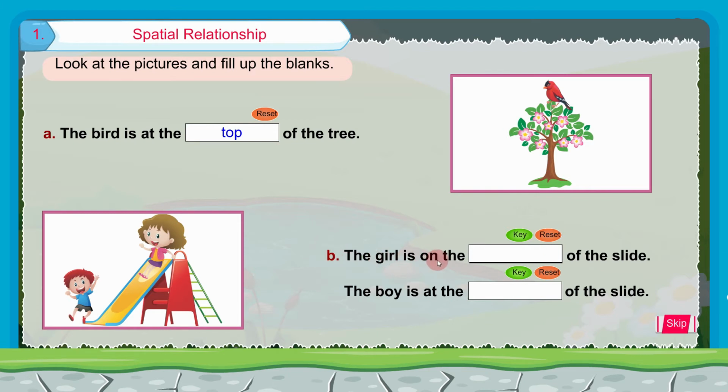Now let's read the B here. The girl is on the dash of the slide. So where is the girl here? Yes, she is on the top of the slide. The girl is on the top of the slide. Next sentence is the boy is at the dash of the slide. Now where is the boy? He is at the bottom. So the boy is at the bottom of the slide. This is about top and bottom, children. I hope you understood this.